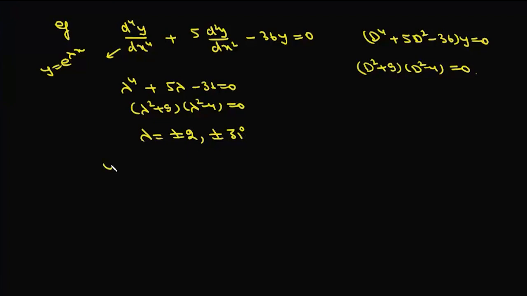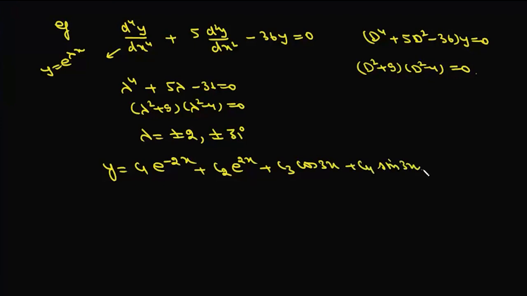Now we can write this solution as y equals c1 e to the power minus 2x plus c2 e to the power plus 2x. Now with plus minus 3i, we can write this as c3 cos 3x plus c4 sin 3x, and that is the answer to this question. So if we have any homogeneous linear equation with constant coefficients which we can factorize and find roots, then we should be able to write the solution easily.